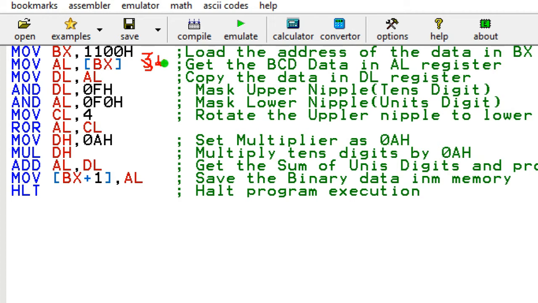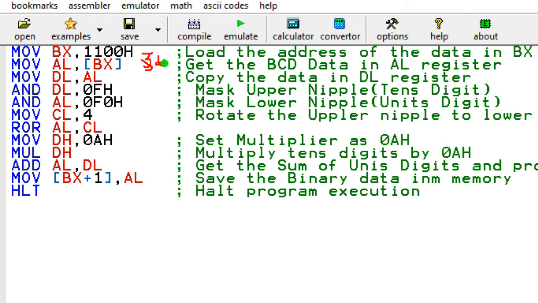Here we are going to perform the upper nibble masking. What is the upper nibble masking? The 3 is hidden, and only 2 is present after this AND operation. This is the AND operation of DL comma 0FH.